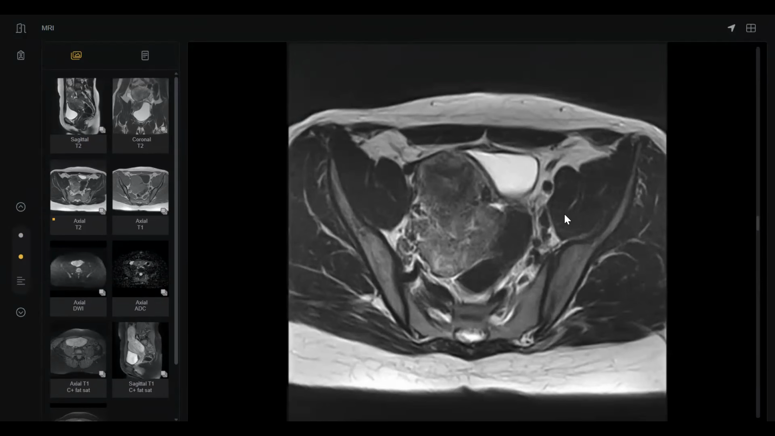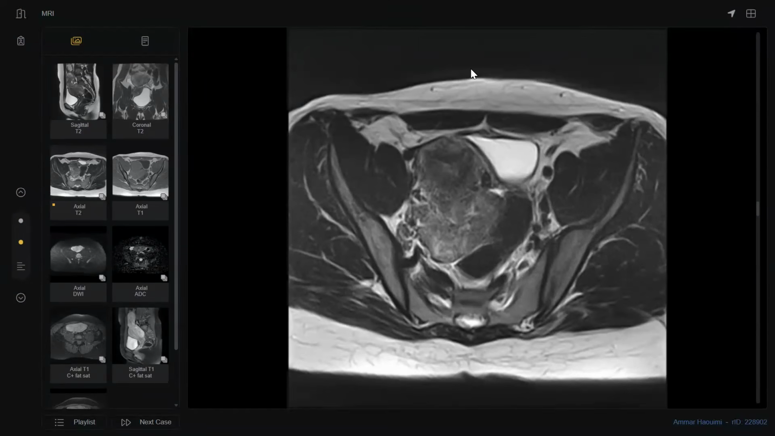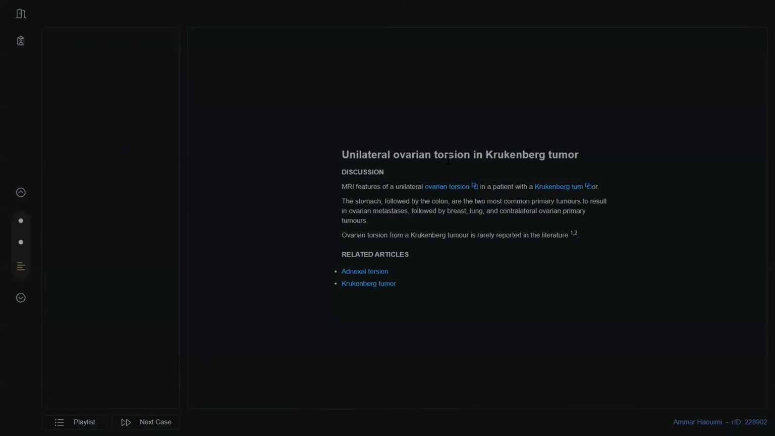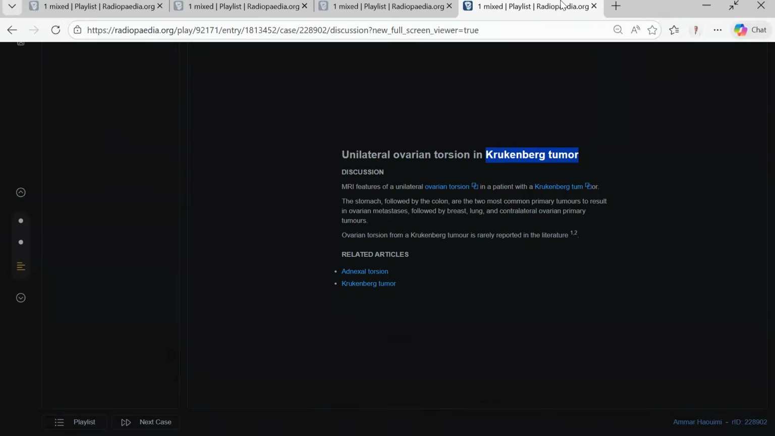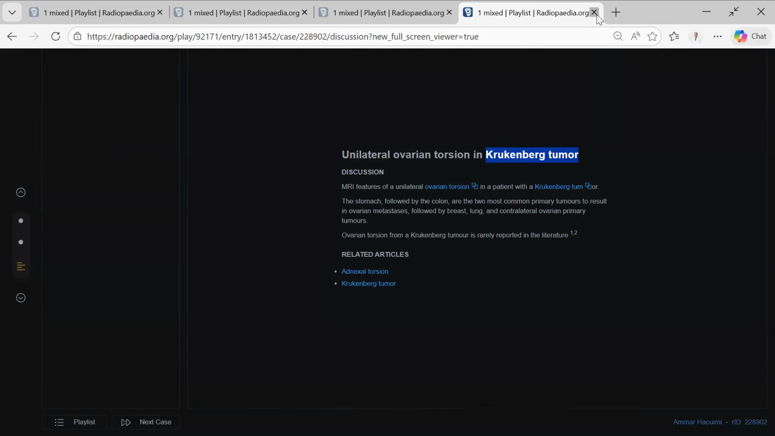Next candidate, be ready. So, what is the answer here, my colleague? Unilateral ovarian torsion in Krukenberg. Krukenberg disease means transcoelomic metastasis to both ovaries, not the opposite. As I know, not the opposite. Krukenberg disease means metastasis to both ovaries, transperitoneal. Okay, my colleagues. Thank you so much. Next candidate.